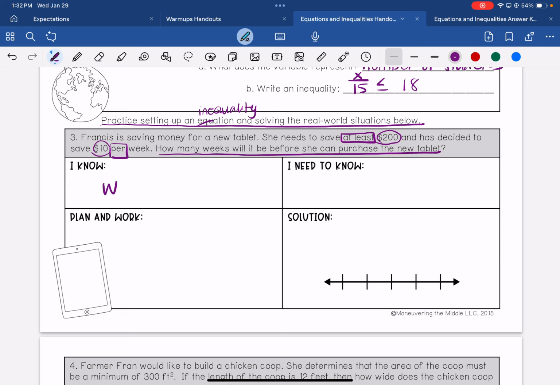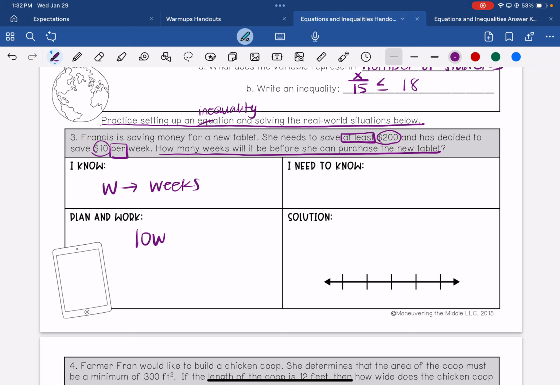I'm going to use W this time. I know I typically use X, but I'm going to switch it up and use W, okay? So W will stand for the weeks, okay? And then for my inequality, I'm going to use 10, 200, and then the word at least, okay? Oh, also per. Per tells me what operation we're using. Since it's $10 per week, that would be 10W because it's $10 times each week.